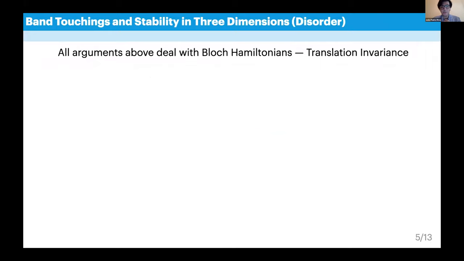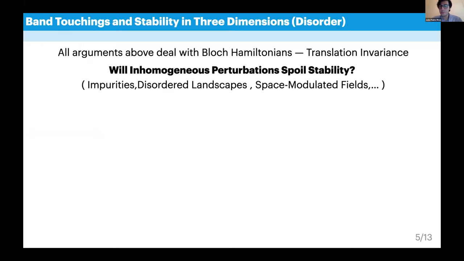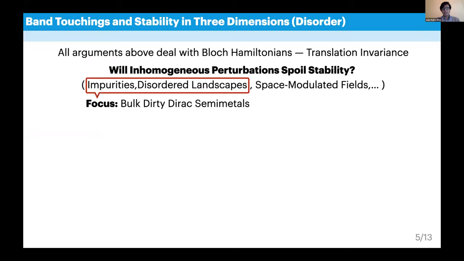But all of the arguments that we gave, topological or symmetry based, are based on Bloch Hamiltonians. So they involve translation symmetry. So if we put disorder or inhomogeneous perturbation in general, this is no longer strictly valid, although we can have some indications of what happens in that case. And here we are centering ourselves in the case where we have either impurities or disordered landscapes. That's why I call these dirty Dirac semi-metals. And we are focusing on bulk properties only.